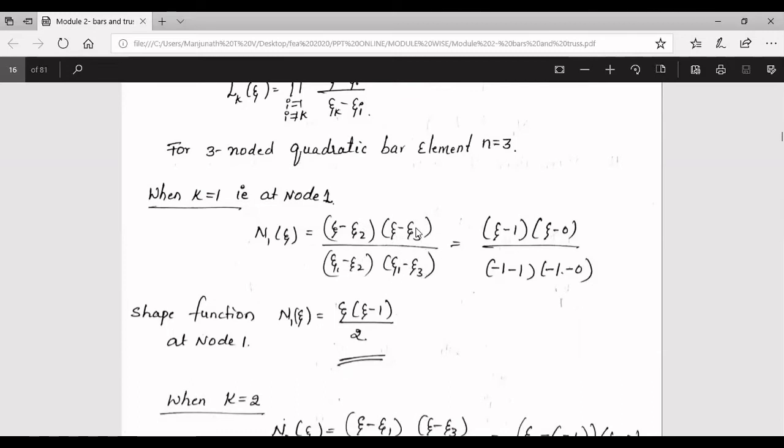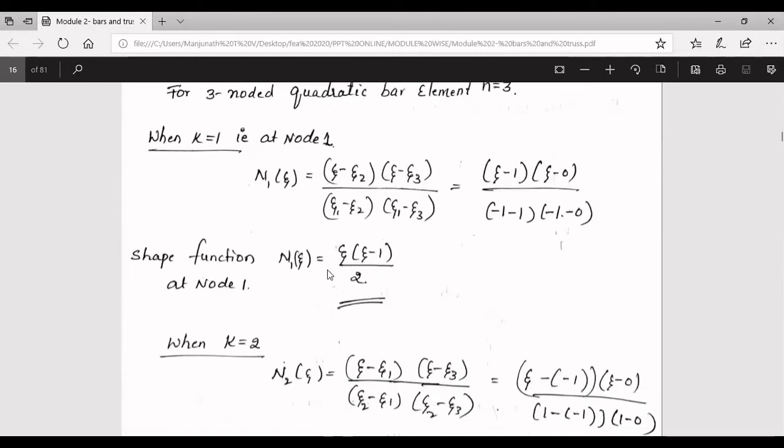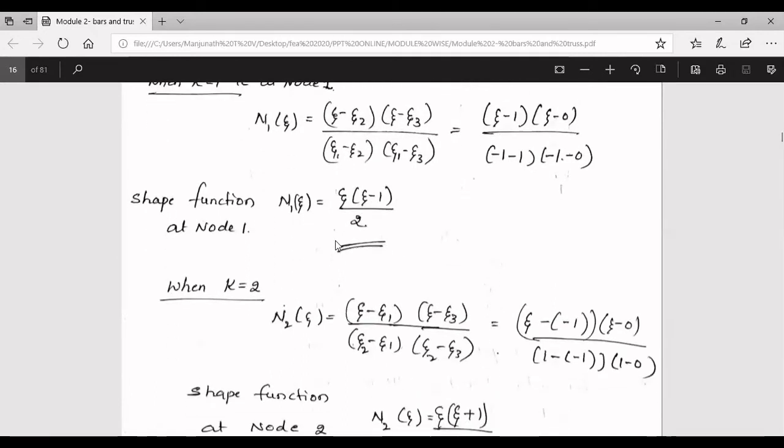Then substituting all these values, zeta 2 is plus 1, and zeta 3 is 0. As we substitute the zeta 2, zeta 3 values along with the zeta 1 value and simplify, we get N1 of zeta equal to zeta into (zeta minus 1) by 2. This is the shape function at node number 1 for the three noded quadratic element.